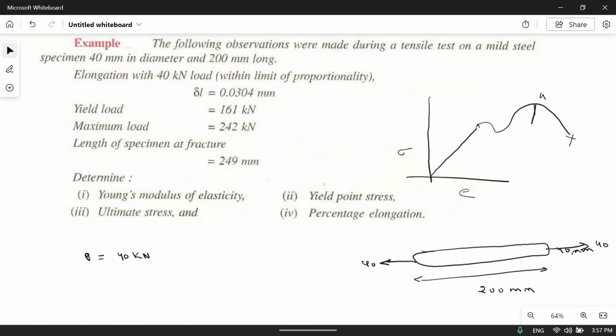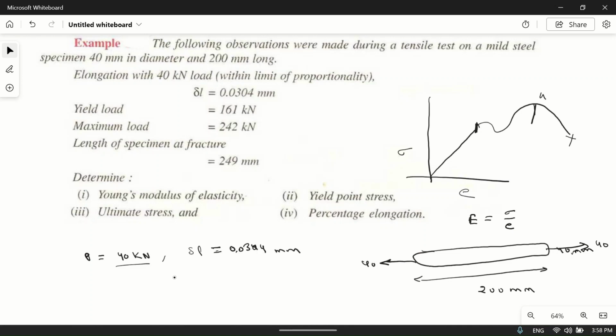So we can apply Hooke's law, which is E is equal to stress upon strain. It will be only up to limit of proportionality. Okay, so that's why it is given. Now delta L, which is change in length or elongation, is given at this load. Delta L is 0.0304 mm.